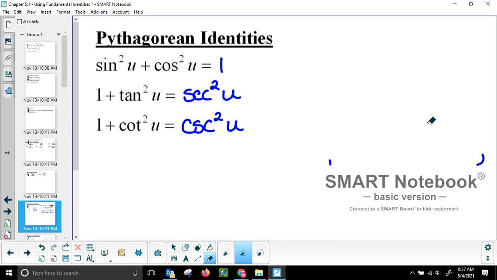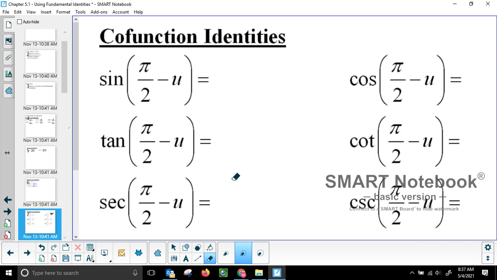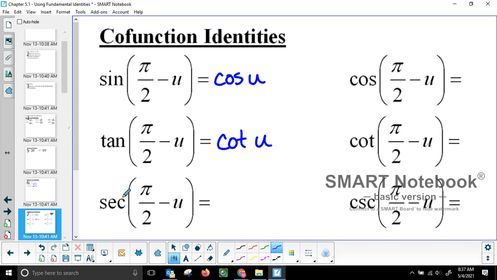So do note what this squared means. All right, co-function identities. They're called co-function identities because they always match with the co's. Sine of pi over 2 minus u is equal, since this is sine, to cosine of u. Since this is tangent, this is equal to cotangent of u. Since this is secant, this is equal to cosecant of u.